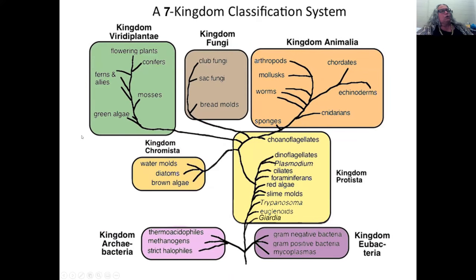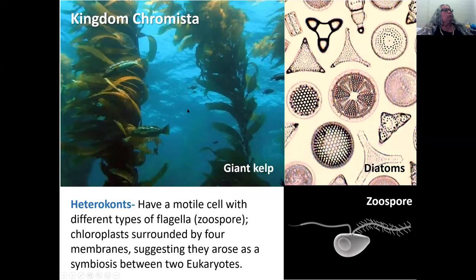Now in a seven kingdom classification system, it's much easier. They get their own kingdom. The kingdom Chromista, along with diatoms and brown algae. Well, I mean, you're familiar with brown algae. Giant kelp is a brown alga. Diatoms are brown algae. And what everything in this kingdom shares is a life stage called a zoospore.